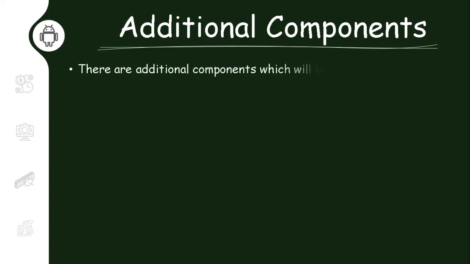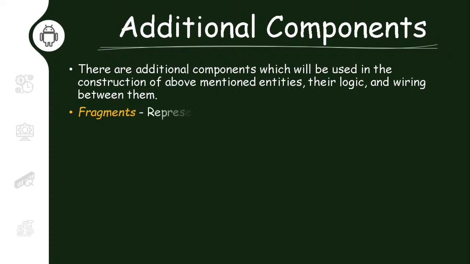Now let's move on to additional components. We have already seen the four basic components that are used in an Android application. Those four are the basic components that every Android application can implement. But along with those components, there are multiple additional components. So which are those additional components? We can use these additional components as well to enhance our application.